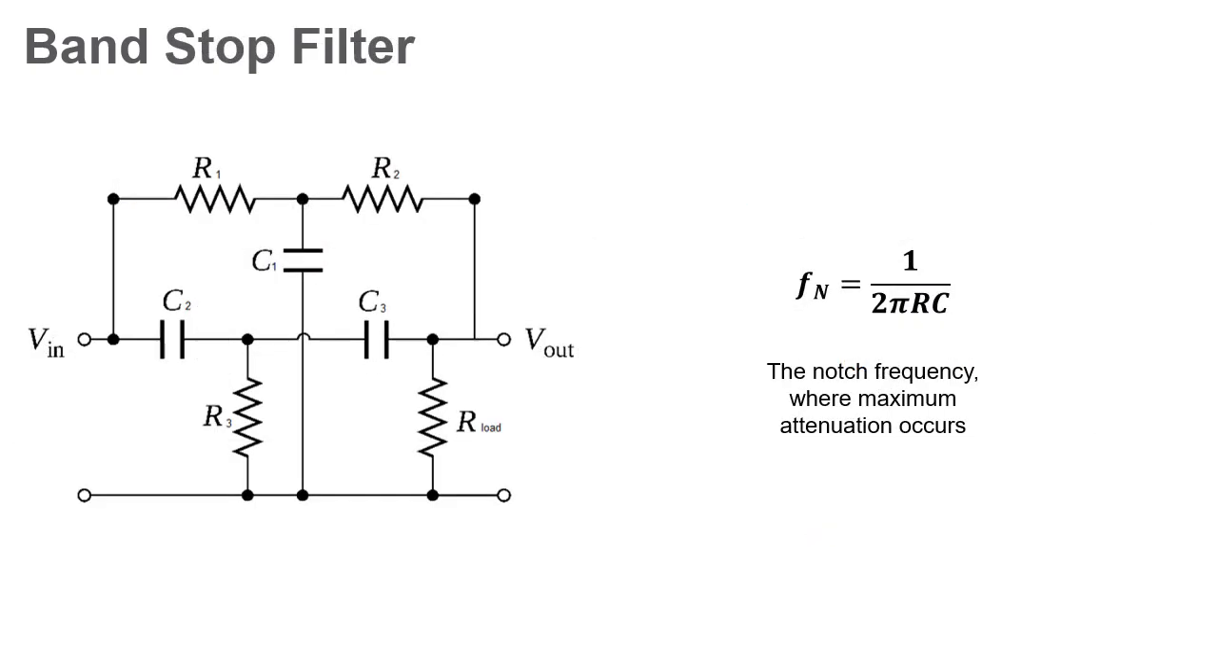Band stop filter. The band stop filter is the opposite of a band pass filter. It has a lower and an upper threshold. However, the band stop filter attenuates any frequency that falls between these two values. Frequencies below the lower threshold or above the upper threshold can pass through the filter.